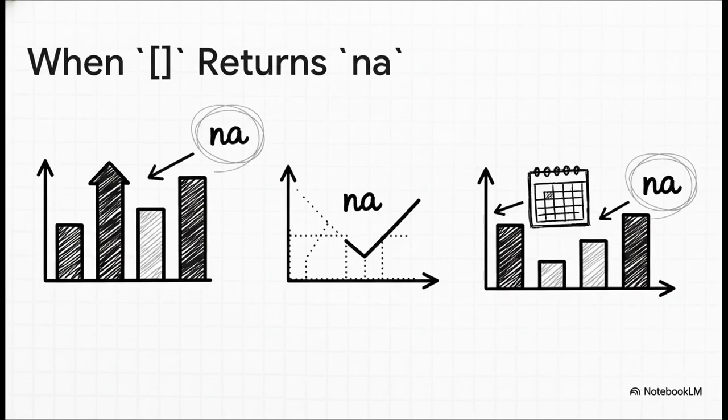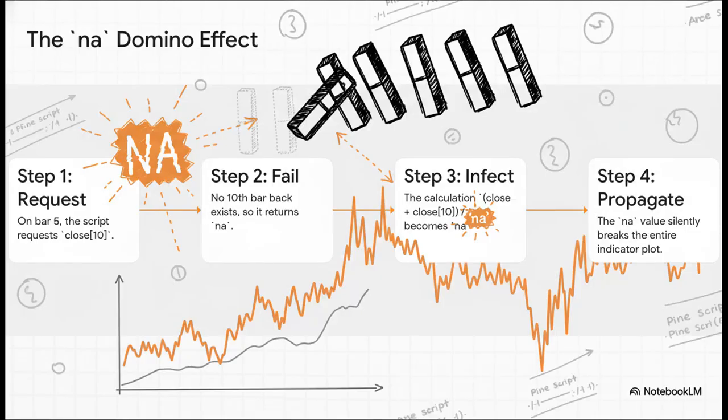Well, the most common scenario is right at the beginning of the chart. If you're on bar number 5 and you ask for close 10, there's nothing there. It also happens during what we call warm-up periods for indicators. A 50-period moving average can't possibly give you a real value until the 50th bar has passed. And you can even see it happen right in the middle of a chart if there are data gaps from things like trading holidays.